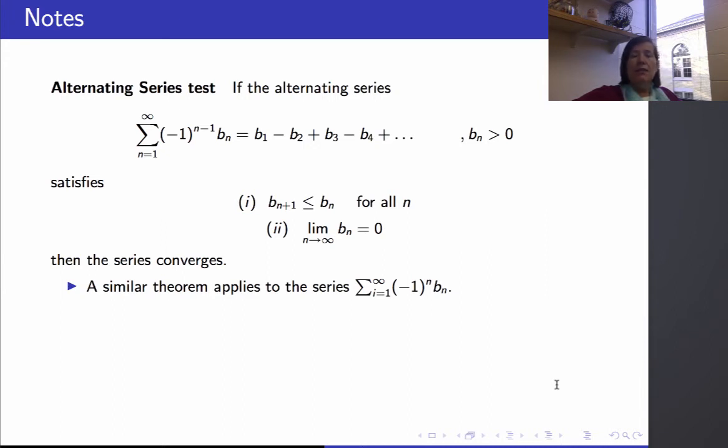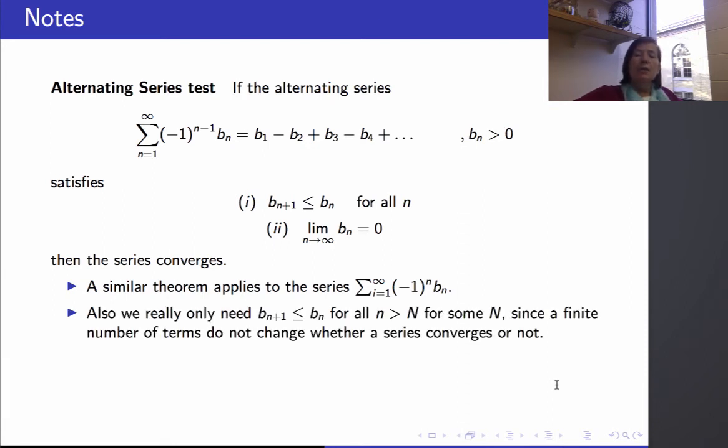Theoretically, as I stated it, it applies to the sum from 1 to infinity of (-1)^(n-1) times bn. But if I replace that (-1)^(n-1) by a (-1)^n, the same conclusions could be reached. If conditions 1 and 2 are met here, this series converges. Also, we don't really need b(n+1) less than or equal to bn for all n. As long as that happens for n bigger than some number, 100, 1 million, or from some point on, then we can conclude that the series converges.